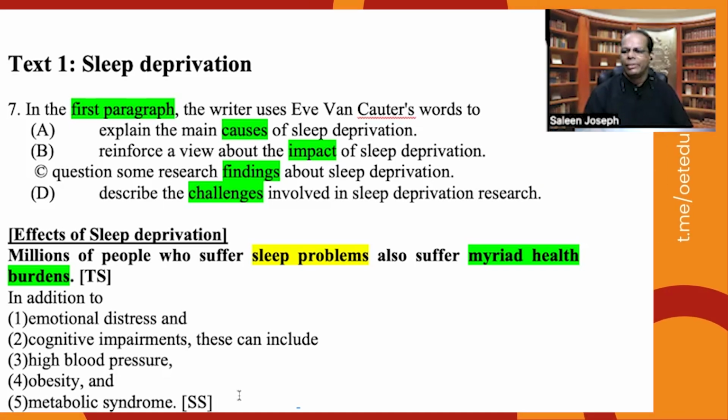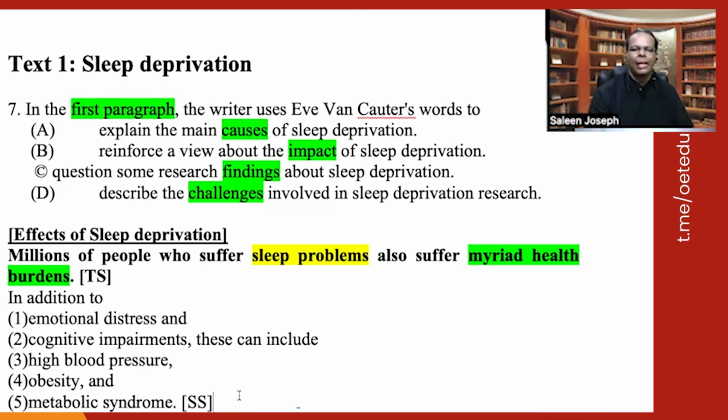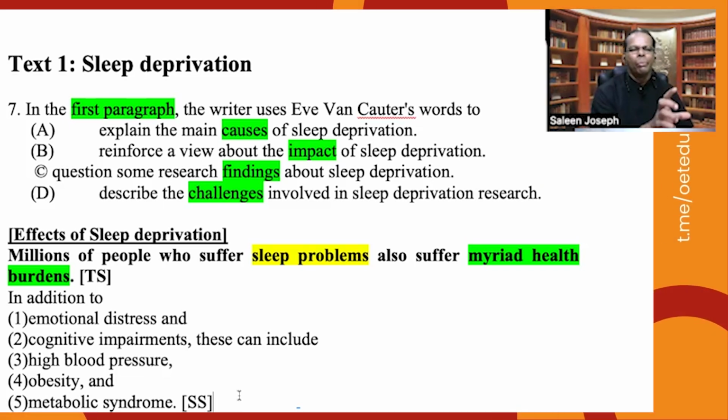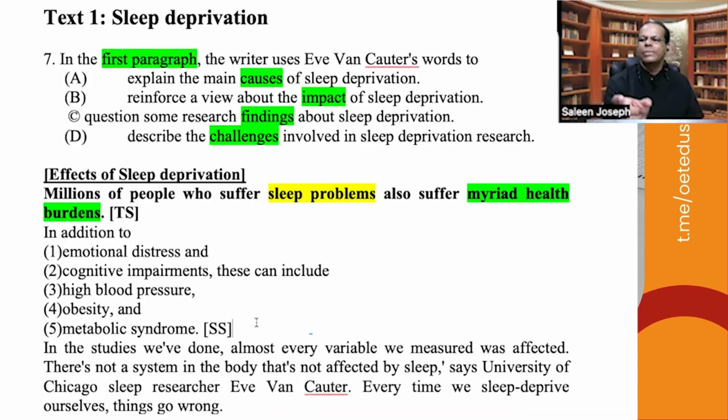First sentence, I am just improvising it, okay? Millions of nurses cannot sleep during night duty, so they suffer various health issues. Immediately, the myriad health problems, various health issues, is the controlling idea, which has to be explained in the paragraph. So what are the health issues? Number 1, number 2, number 3, number 4, number 5.